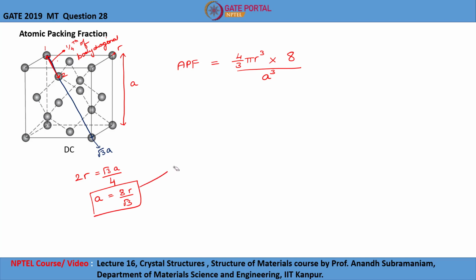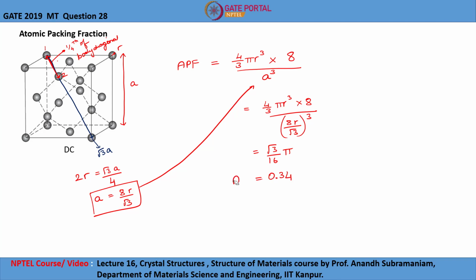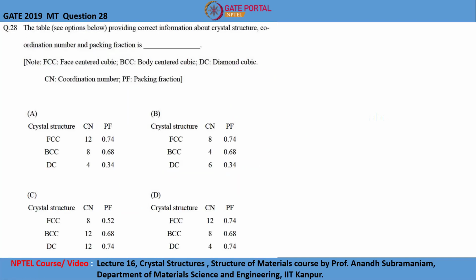Let us substitute this value in this equation. We will be getting atomic packing fraction as 4 by 3 pi r cube multiplied by 8 divided by 8r by root 3 the whole cube. On further solving, we will be getting root 3 by 16 pi, which will be equal to 0.34. Therefore, the atomic packing fraction for diamond cubic structure is 0.34. So the correct option in this question will be option A.